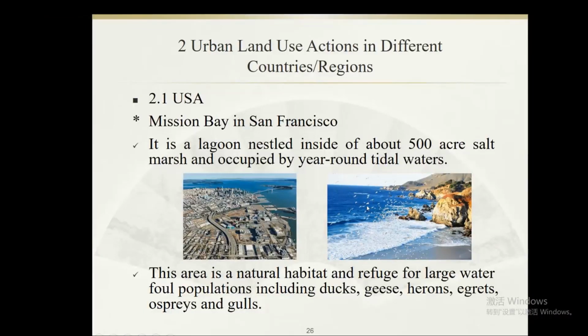This area is a natural habitat and a refuge for large waterfowl populations, including ducks, geese, herons, egrets, offspring, and gulls. If you want to have a building inside this area, you need to consider the protection of these seabirds. Not too high, not too intensive. A very, very special land use type in San Francisco.